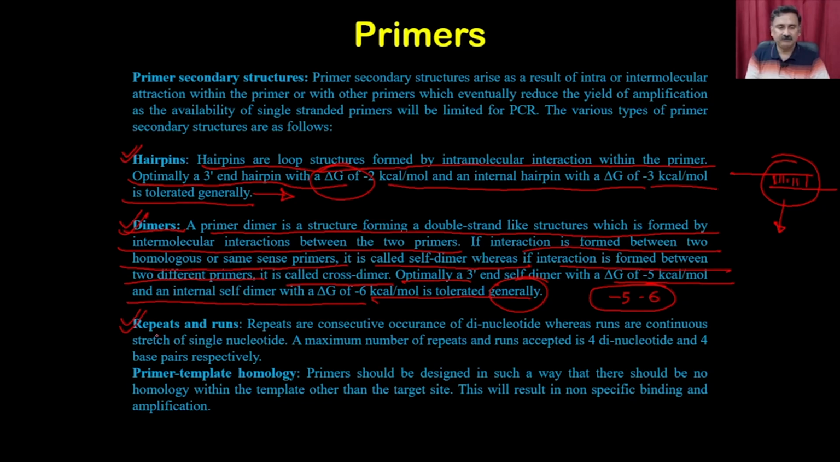Then you also have the repeats and runs. Repeats are consecutive occurrences of a dinucleotide, whereas runs are a continuous stretch of a single nucleotide. The maximum number of repeats and runs accepted is 2 dinucleotide repeats and 4 base pairs respectively. And then you can also have primer template homology, which is very, very important, and it will lead to non-specific binding and amplification.